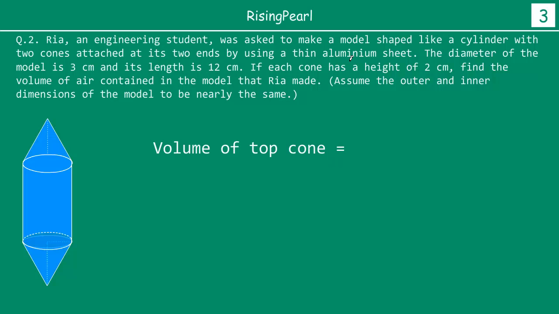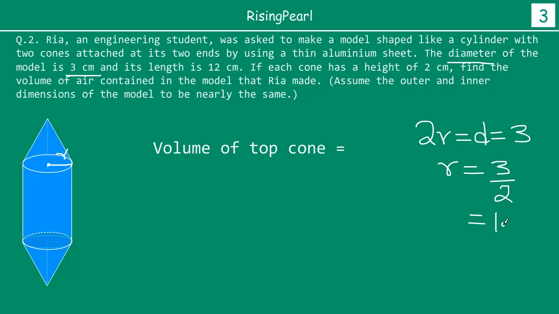Now let's take a look at what is given to us. The diameter of the model is 3 centimeter. That means this is R, so 2R is the diameter, and this is given as 3. From here we can find out R is equal to 3 by 2, or 1.5. So we know the R.